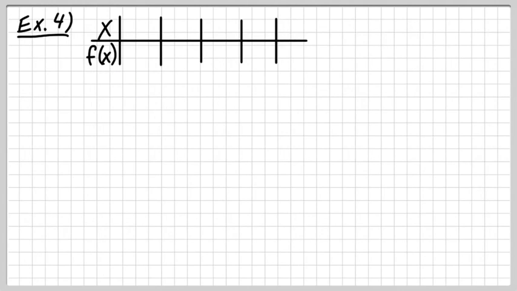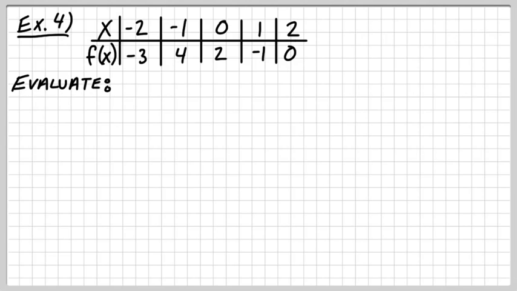Okay, so x, f of x. We're going to make a little table here. X's go from -2 to 2, counting by ones. And then f of x, they're a little bit scattered: -3, 4, 2, -1, and 0. So let's make that table to start out with. I'm going to ask you some questions about it. The questions are actually going to be really simple math. We're just going to get used to the notation again. So I want you to evaluate a couple things.